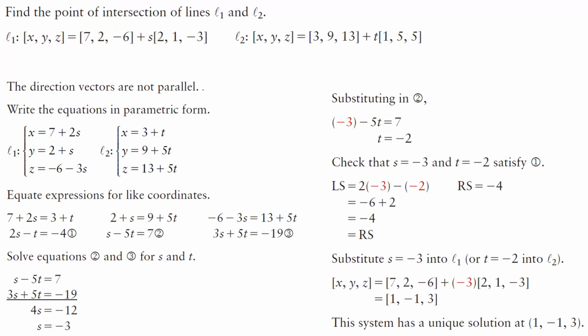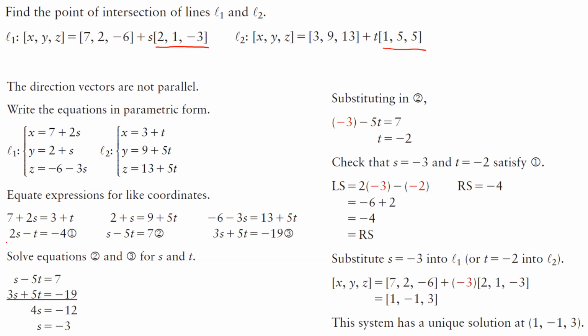Note that the direction vectors are not parallel, which are 2, 1, -3, and 1, 5, 5. We can write the equations in parametric form. L1 has parametric equations like this, and L2 has parametric equations like this. Then we can equate expressions for like coordinates: x equals x, y equals y, and z equals z.